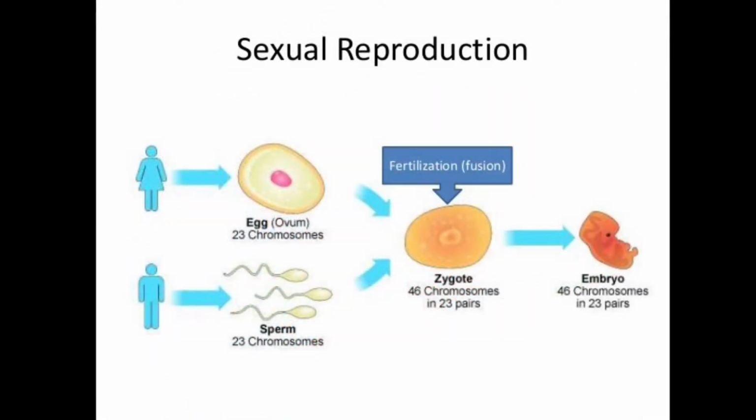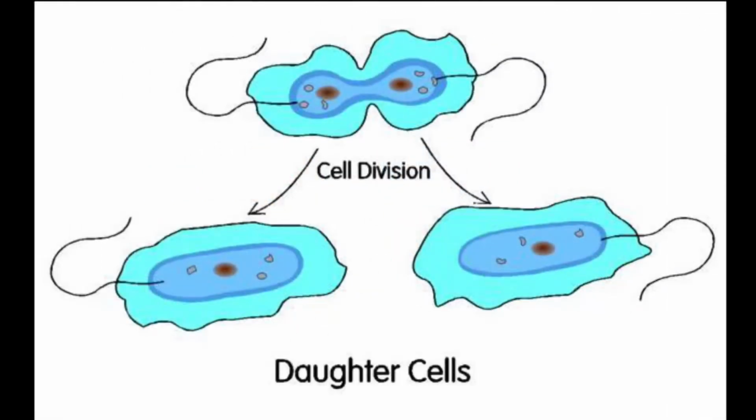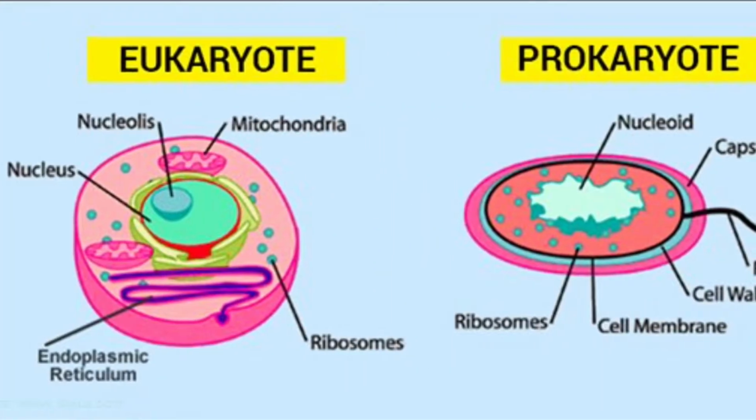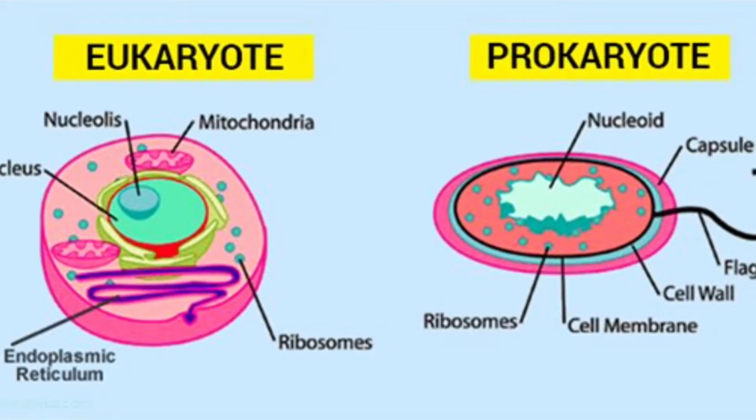But most eukaryotes reproduce sexually. The offspring produced contain genetic material which comes from a mixture of the parents' genes. In contrast, prokaryotes always reproduce asexually, which means the offspring has the exact same genes as the parent, achieved through binary fission.